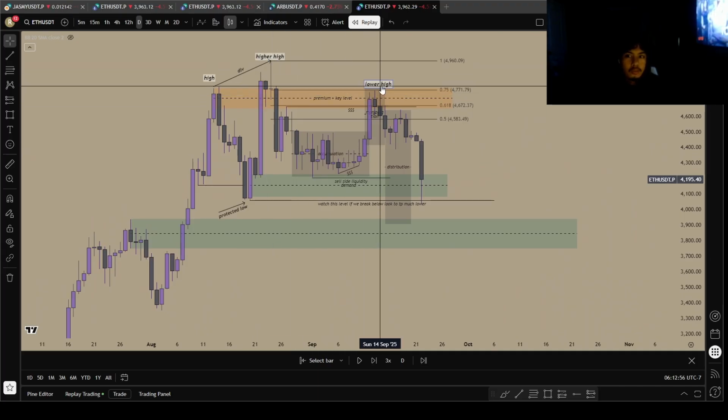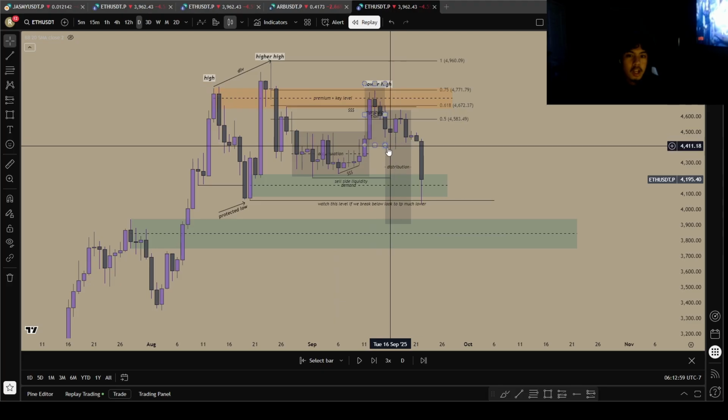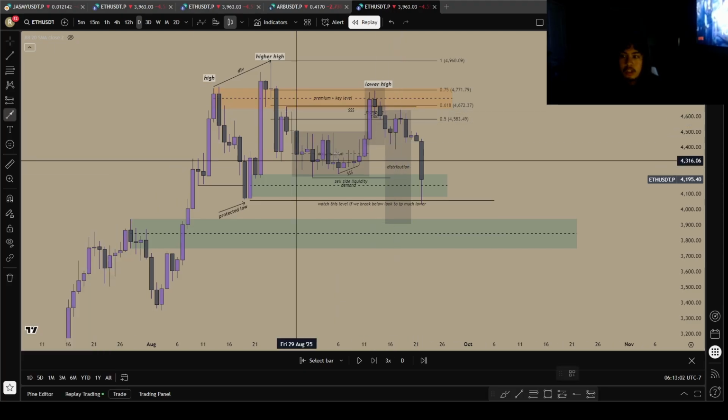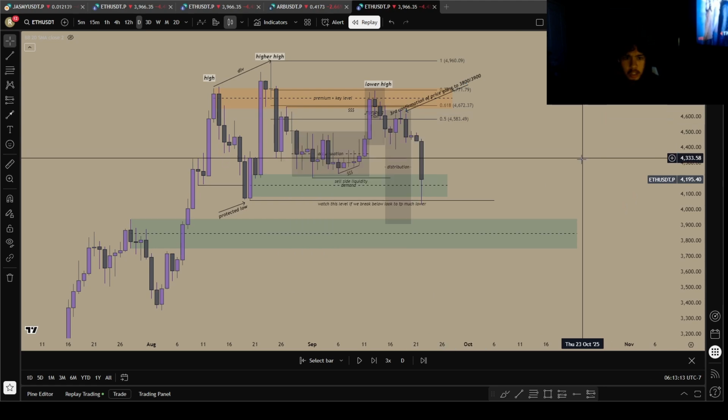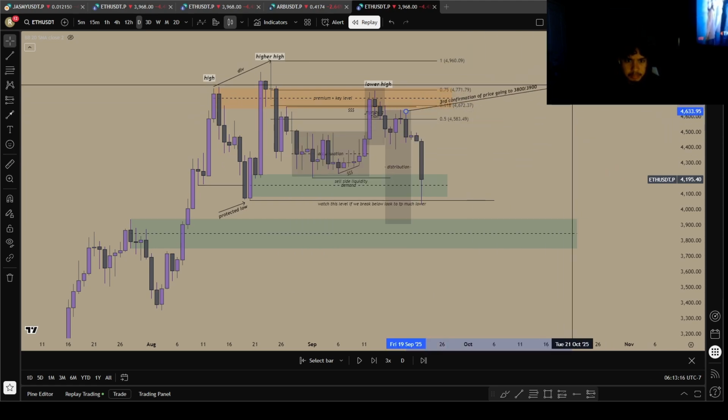Well, this was the first sign. This was the second sign. This was like the confirmation. And then once we started breaking below it, we got rejected right here. This was our third confirmation of price going to 3,900.